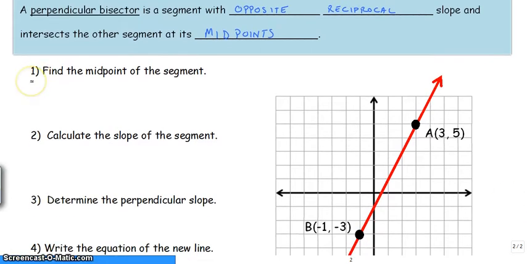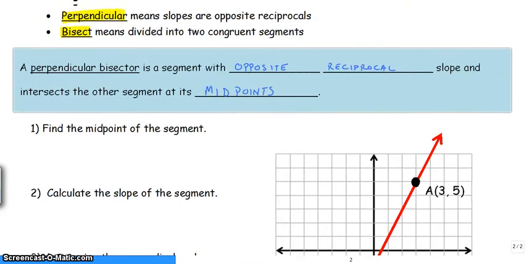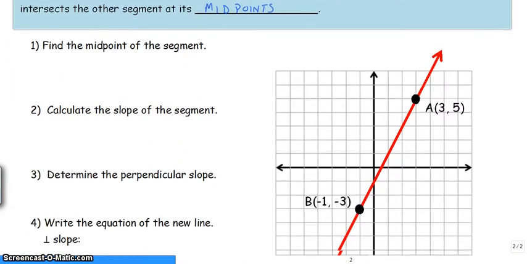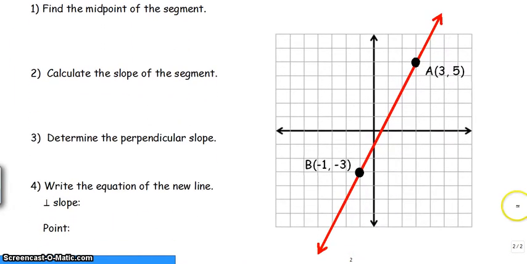First step on a problem like this, if I want you to draw the perpendicular bisector, or if I want the equation of the line of the perpendicular bisector, any of those types of questions, the first idea is going to be to find the midpoint of the segment. So if my segment is segment AB here, I need to find the midpoint. In order to find the midpoint, we need to remember the midpoint formula, and that's where we take our x-coordinates and average them. And then take our y-coordinates and average those as well.